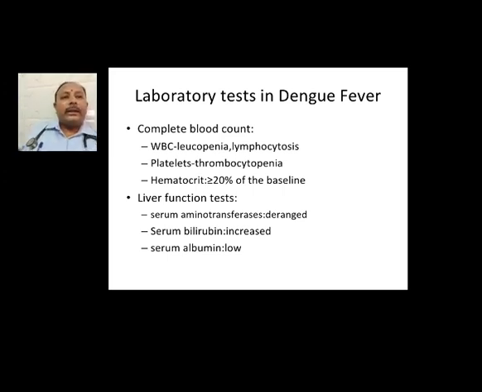For laboratory tests in dengue fever, first the blood count: WBC shows leukopenia, lymphocytosis, platelet thrombocytopenia, hematocrit equal to or more than 20% of the baseline. So there is thrombocytopenia, platelet counts always go down, WBC goes down, that is leukopenia, and lymphocytosis.